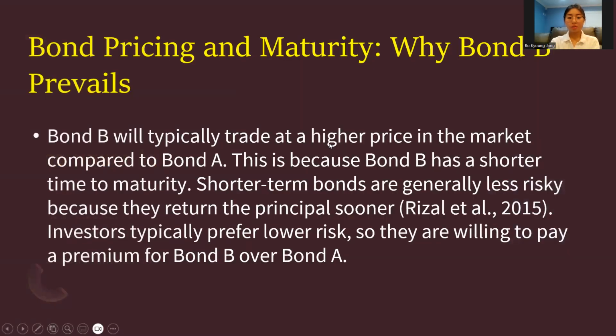Bond pricing and maturity. Why does bond B prevail? Bond B will typically trade at a higher price in the market compared to bond A. This is because bond B has a shorter time to maturity. Shorter term bonds are generally less risky because they return the principal sooner. Investors typically prefer lower risk, so they are willing to pay a premium for bond B over bond A.